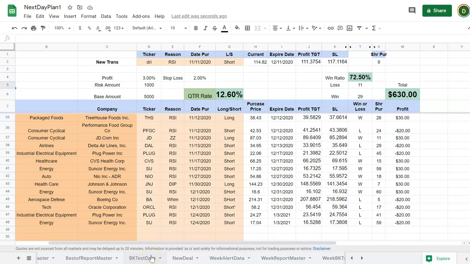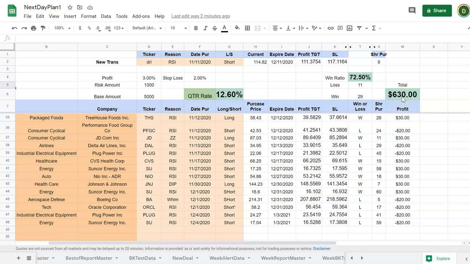For any trade that I announce on the internet, I put it on this spreadsheet. And my intent is to buy or sell at the open, and use profit targets of 2% for a loss or short, and 3% for a profit target. Currently, my quarterly rate is 12.6%. Again, I'm trying to achieve 6%.